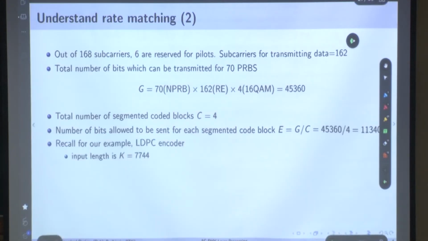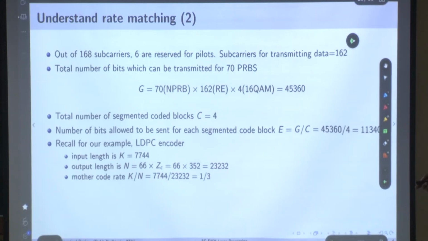Now for our example which we are taking, how much was the input length? How much is the size of this segmented code block? 7744. And how much was the output length? 66 into ZC, which is this. And that's what we saw. The mother code rate is 1 by 3. 7744 by this number gives you 1 by 3.